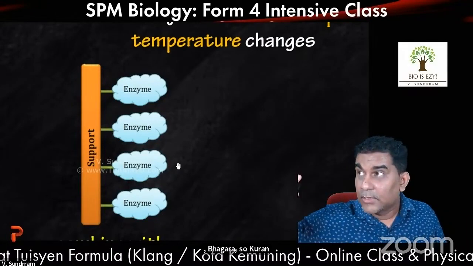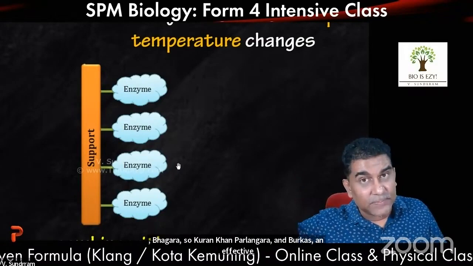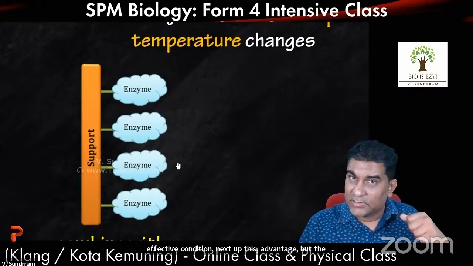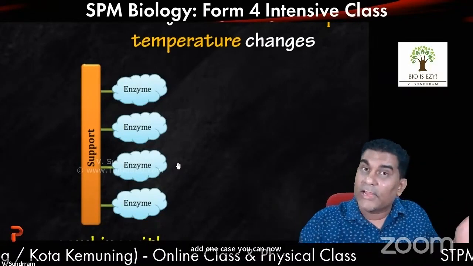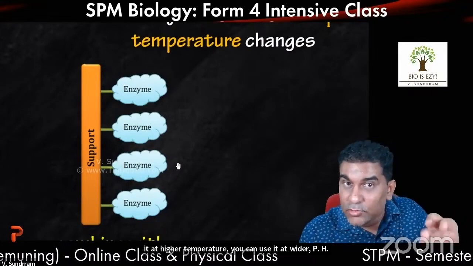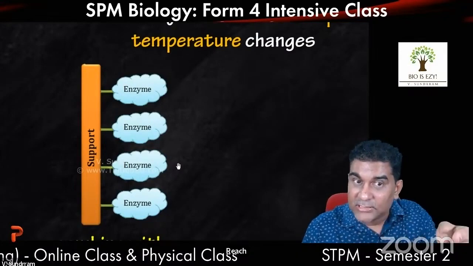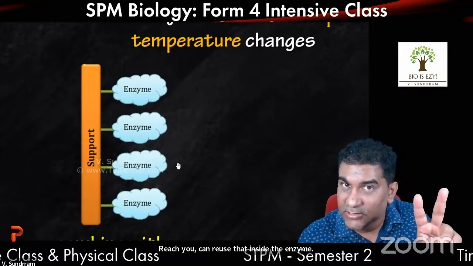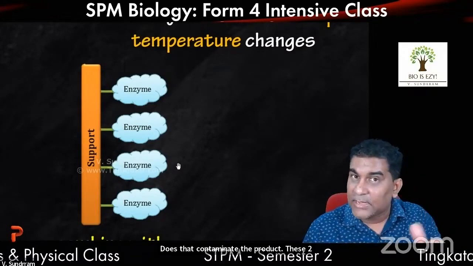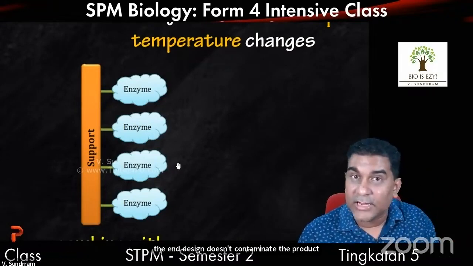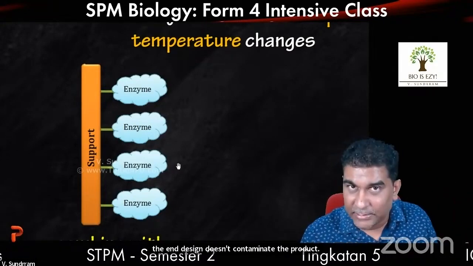That's the disadvantage. But the advantage, you can now use it at higher temperature. You can use it at wider pH range. You can reuse the enzyme. The enzyme doesn't contaminate the product. These two sentences: the enzyme doesn't contaminate the product, you can reuse the enzyme. How do we explain that?